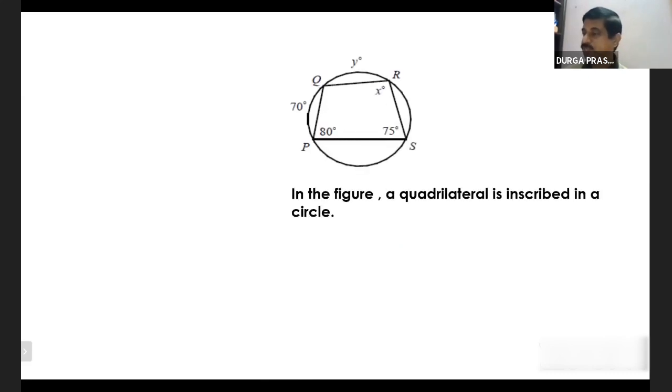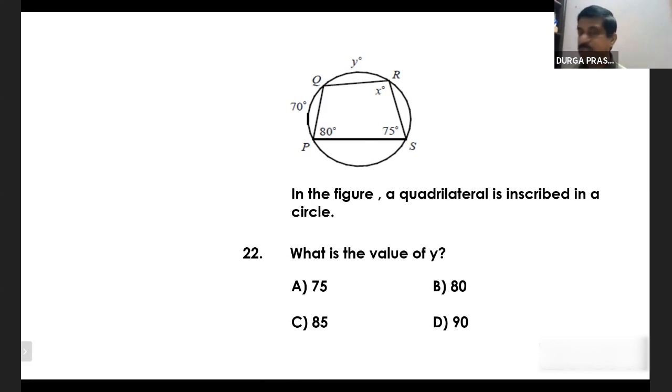Now what is asked? The quadrilateral is inscribed in a circle. So what is the value of y? Let us see the value of y. Where is y? That is QR. R to QR is y.